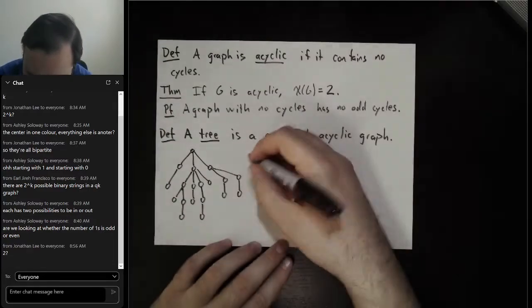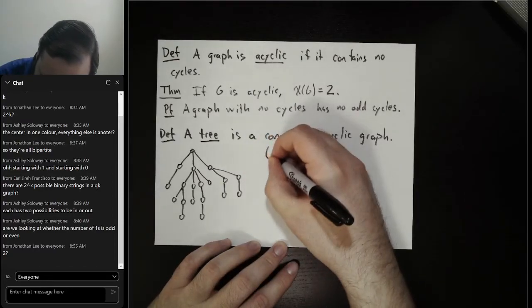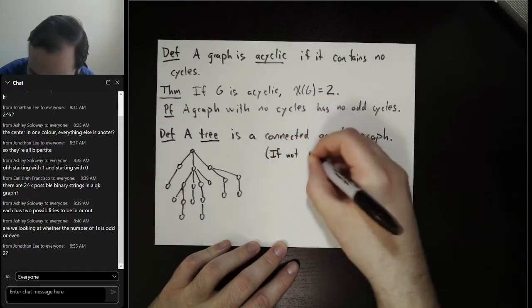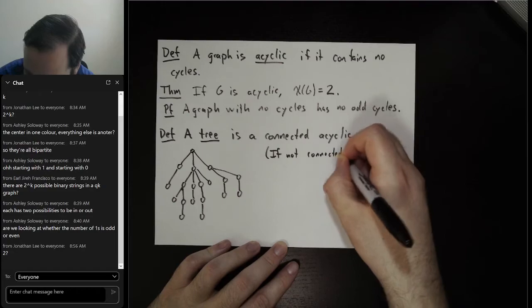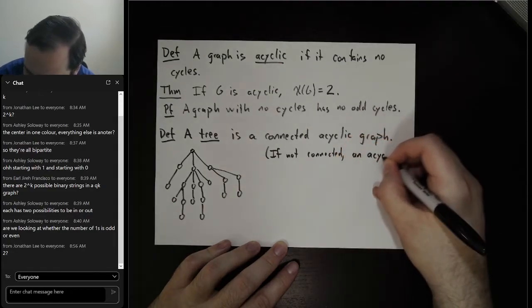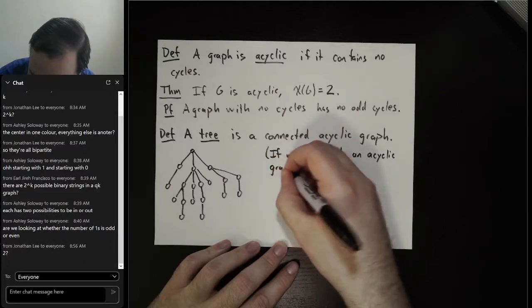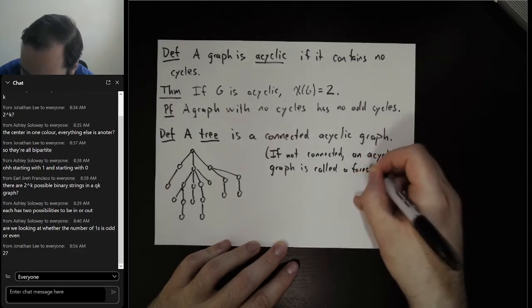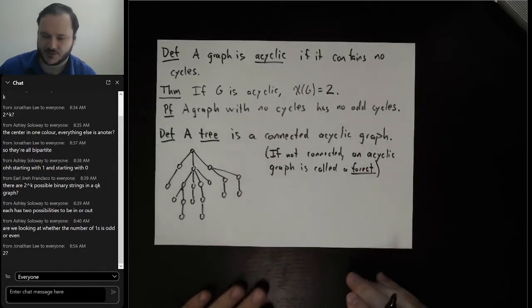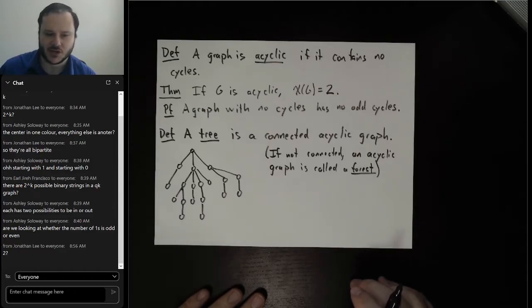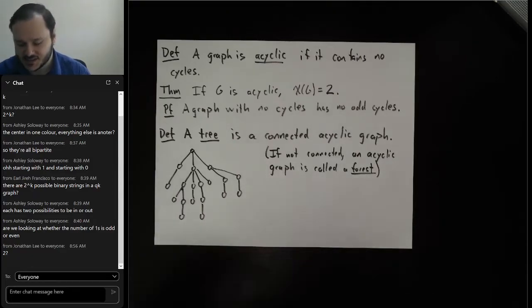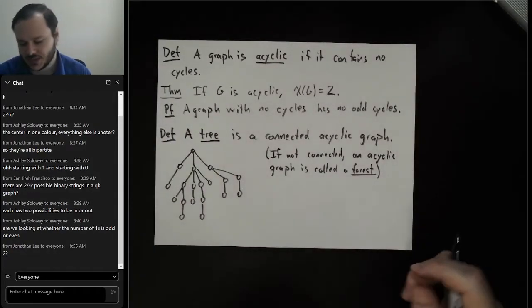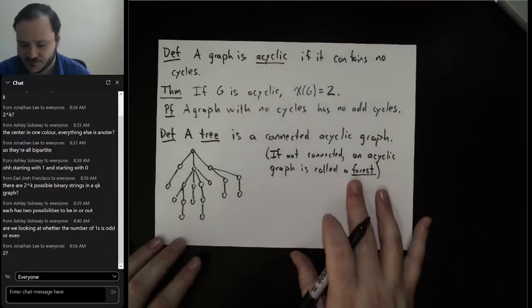By the way, if we're just acyclic and not connected, an acyclic graph is called a forest. Because each part of the forest is a tree. Each connected component of the disconnected graph looks like this in some sense. It's a tree. So if I've got a bunch of trees, I have a forest.